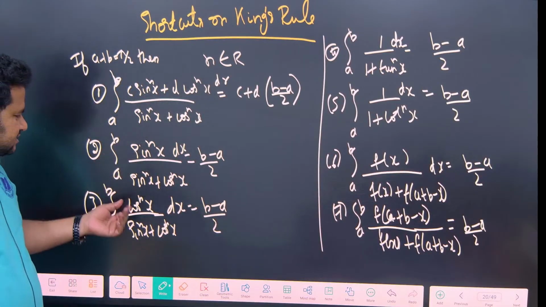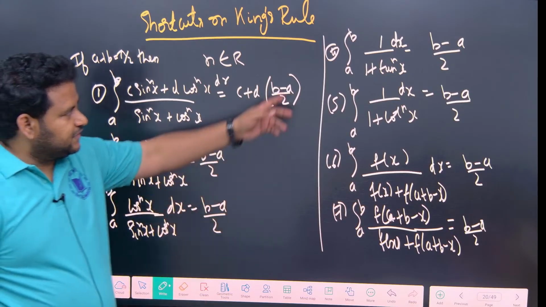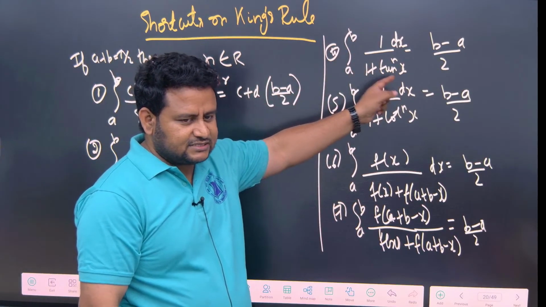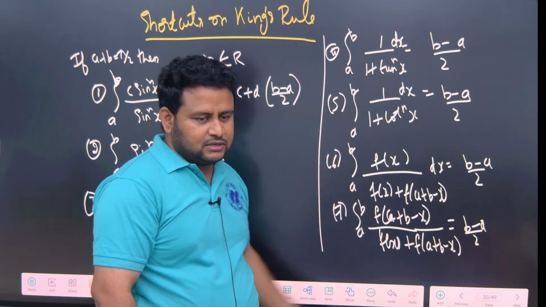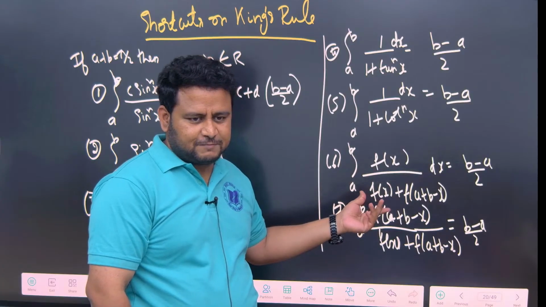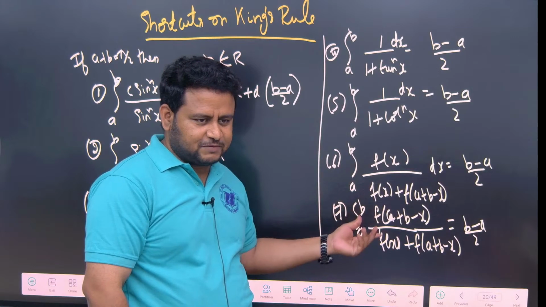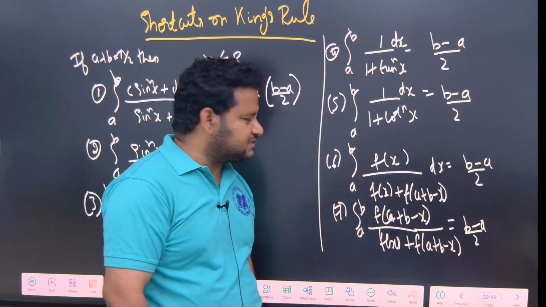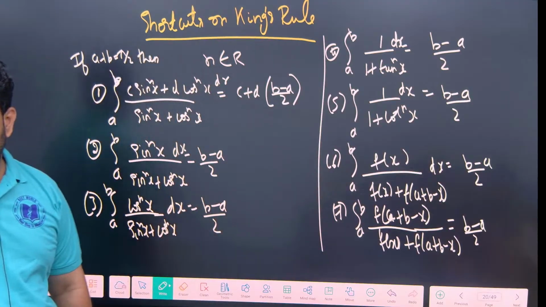So see here, sin nx or cos nx divided by sin nx plus cos nx, this is nothing but b minus a by 2. Be it 1 by 1 plus tan nx, n can be any value here also, or cot nx, the answer is b minus a by 2. F of x by f of x plus f of a plus b minus x, or f of a plus b minus x by f of x plus f of a plus b minus x, the answer is b minus a by 2. Okay, upper limit minus lower limit divided by 2.